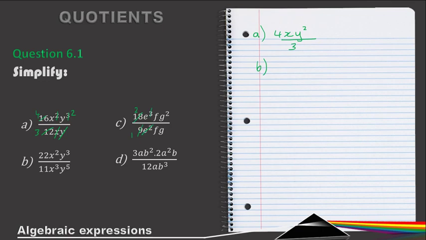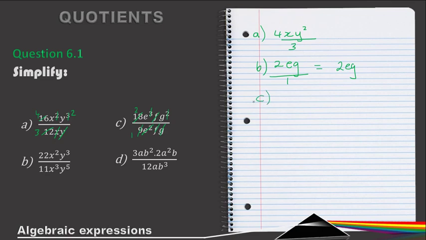For B, 9 goes into itself once, into 18 2 times. 2 e's cancel here with 1 at the top. These f's cancel. 1 g cancels with 1 at the top. So what is left? We've got 2eg over 1, which is just basically 2eg.